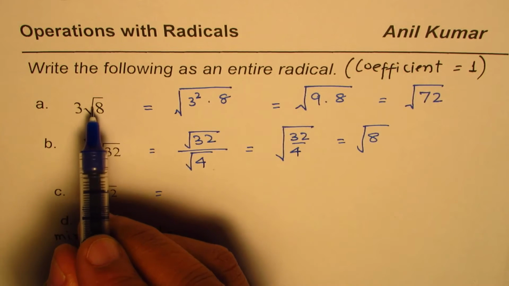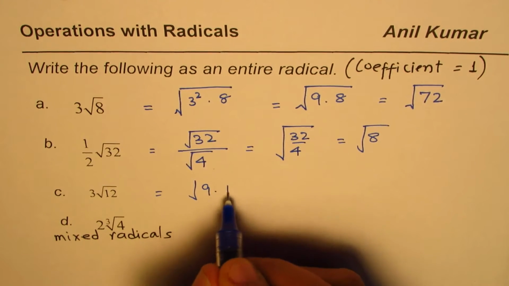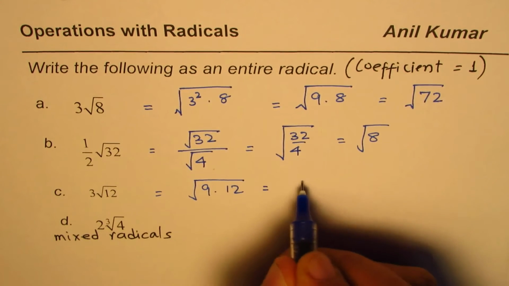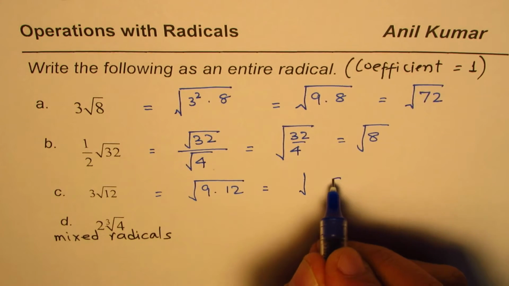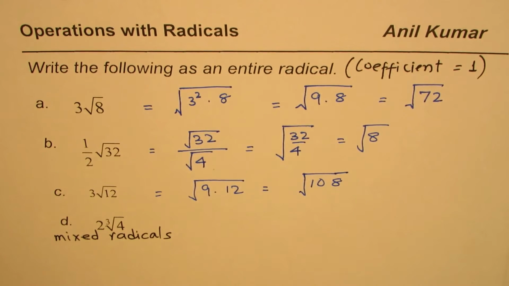This is very similar to the first one. Bringing 3 inside is kind of multiplying by 9, right? So 9 times 12, and that gives you 108, right? So square root of 108 is the answer.